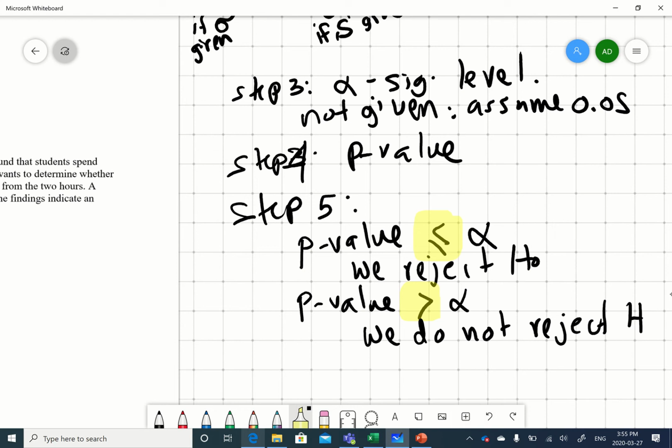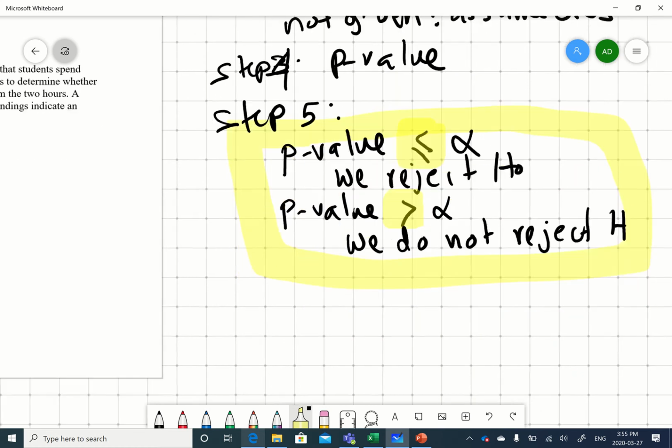So this is the correct way to make the conclusion. You compare the p-value to alpha. If the p-value is less than or equal to alpha, we reject H0. If the p-value is greater than alpha, we do not reject H naught.